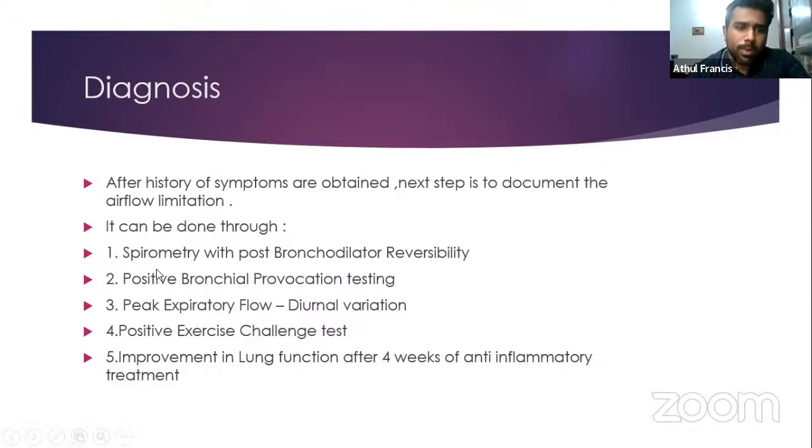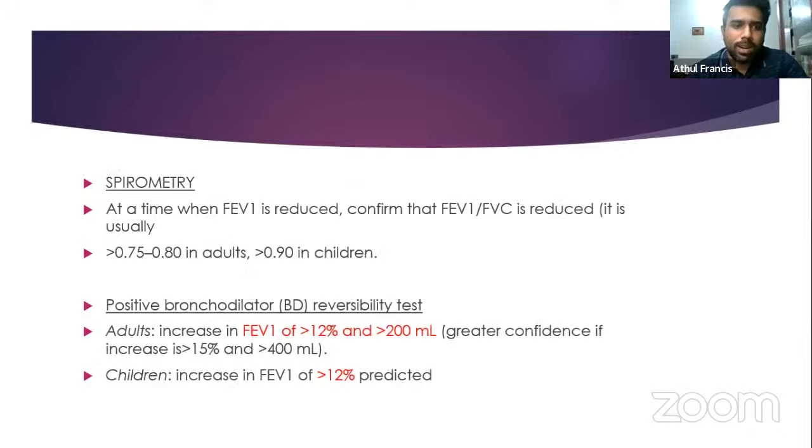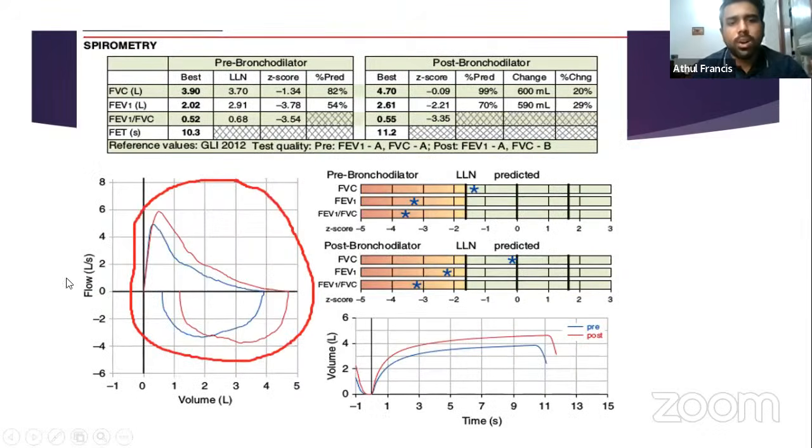It can be done through spirometry with bronchodilator reversibility, a positive bronchial challenge test, a peak expiratory flow in which you look at the diurnal variation, a positive exercise challenge test, and improvement in lung function after 4 weeks of anti-inflammatory therapy. Now, what is spirometry? This is what is known as a spirometer graph. In spirometry, you ask the patient to take a deep inspiration and blow out as forcefully as possible for 6 seconds, and then take a deep breath in to complete the cycle.